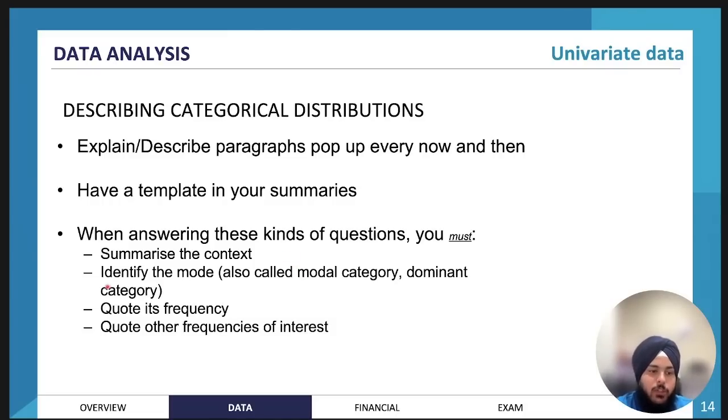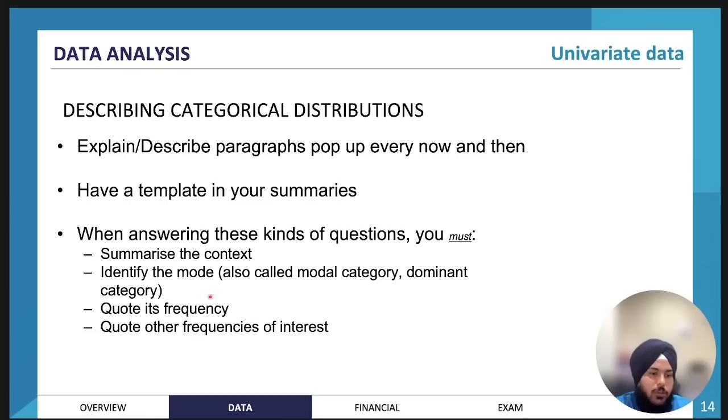And then the next step is to identify the mode or the modal category. So basically, which category had the highest frequency. For example, in the previous slide, we looked at the frequency of pets at home, and we could tell that the modal category was dogs. So we would say that dogs were the modal category, and also quote the frequency as well. So 138 people have dogs at home, etc.